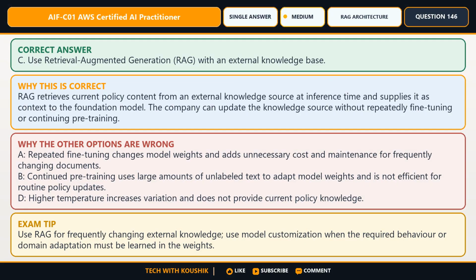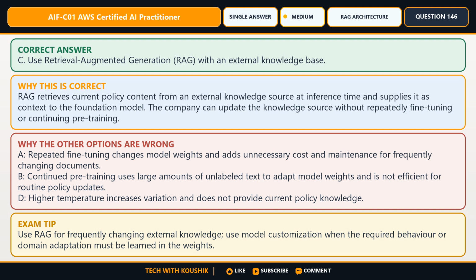The option that satisfies the complete requirement is C. Use retrieval augmented generation, RAG, with an external knowledge base. The requirement to solution matches: RAG retrieves current policy content from an external knowledge source at inference time and supplies it as context to the foundation model. The company can update the knowledge source without repeatedly fine-tuning or continuing pre-training.